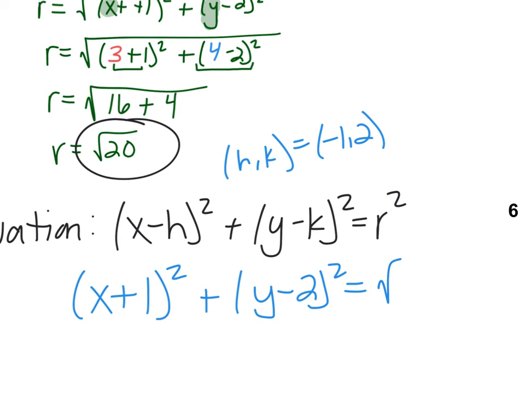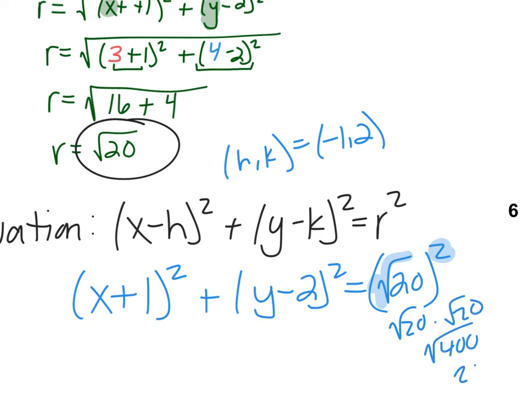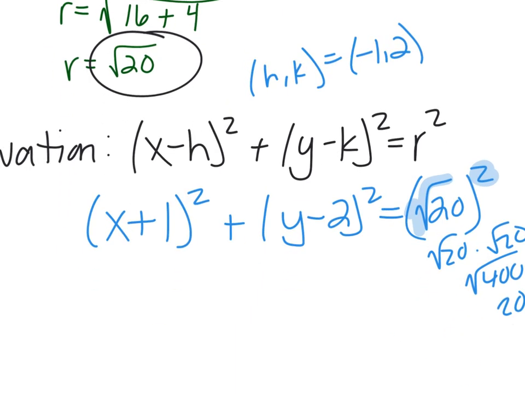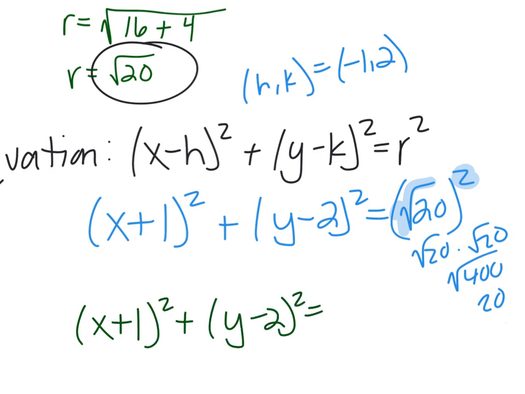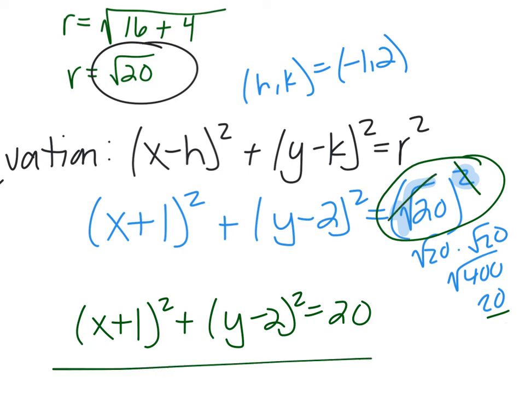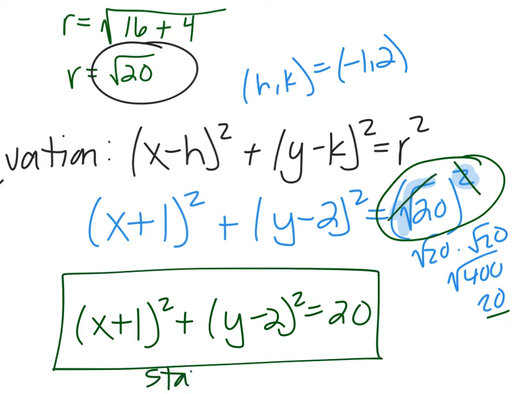Now if we do the square root of 20 squared, remember the square root and squaring are inverse operations, so they undo each other. It's like we have root 20 times root 20, which if you multiply it out is root 400, which is just 20. So our final answer, (x plus 1) squared plus (y minus 2) squared equals r squared, which is just 20. The square root of 20 squared, the squared eliminates the square root, and we're just left with 20. Here's our standard form of the circle.